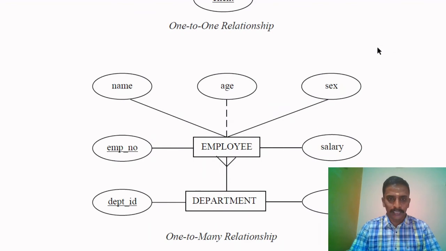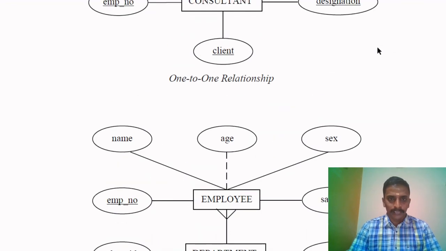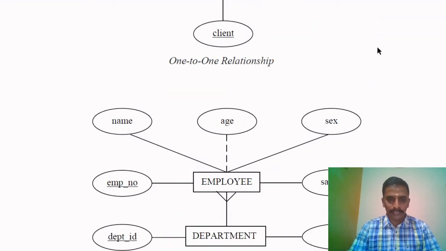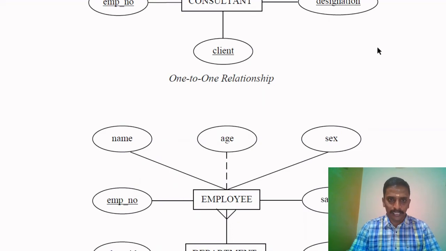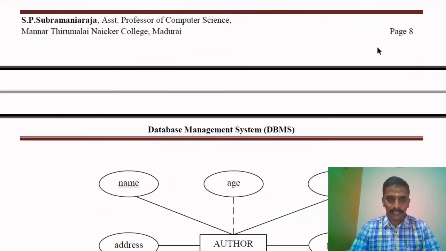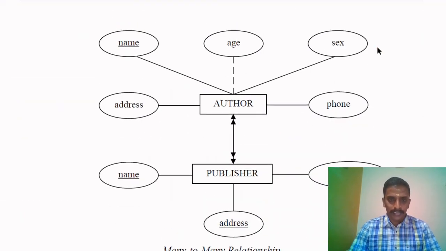And it is the one-to-many relationship. The connector line that has three connections is called a one-to-many relationship. That is defined in the diagram. At the same time, the connector which has only one line is called a one-to-one relationship. And this is the many-to-many relationship. It is defined by two arrows in the same direction.